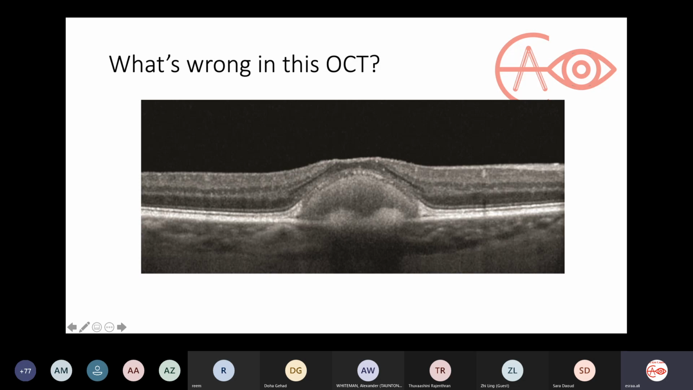So if you want to be on the safe side of describing this, this is a subretinal hyperreflective material. What is the differential? It can be called a vitelliform lesion. How can you differentiate this one from being a material or a hemorrhage?